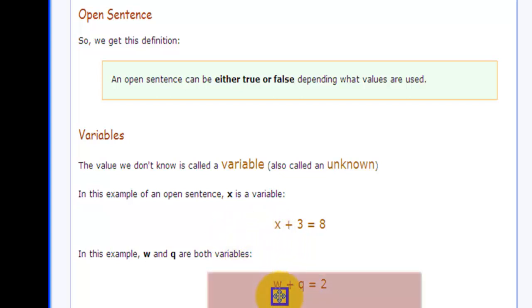Now, on the bottom, we have two variables. Again, this is an open sentence. We might say that W's 1 and Q's 1. We might say that W's negative 1 and Q is 3. It doesn't matter, because this could be true or we could make it false. It's up to us.